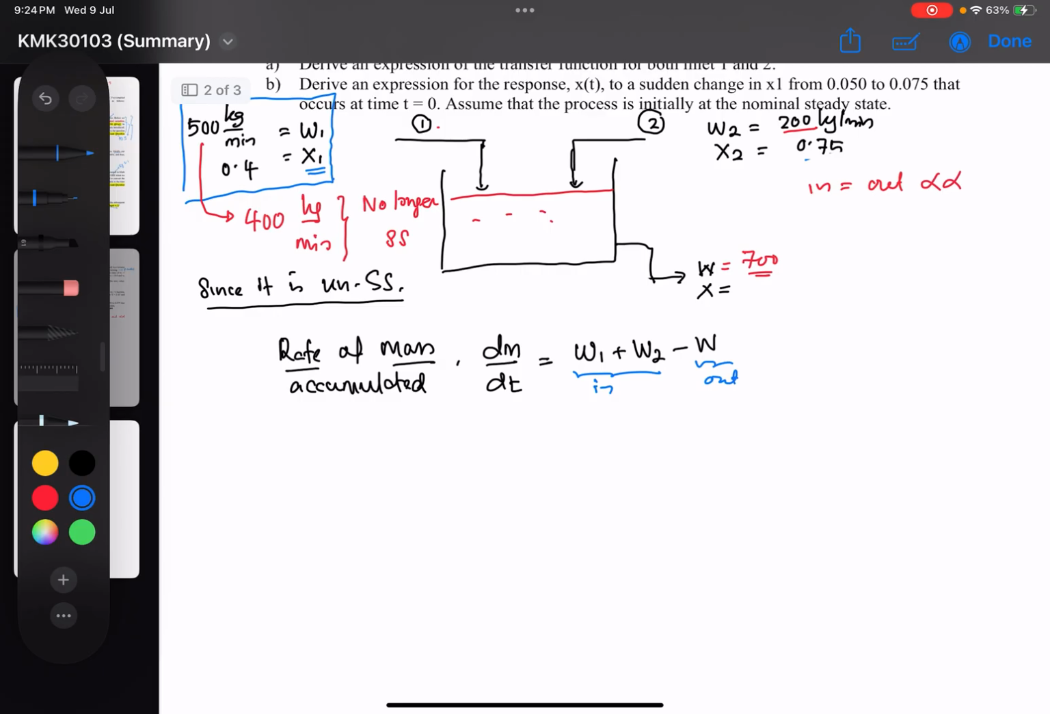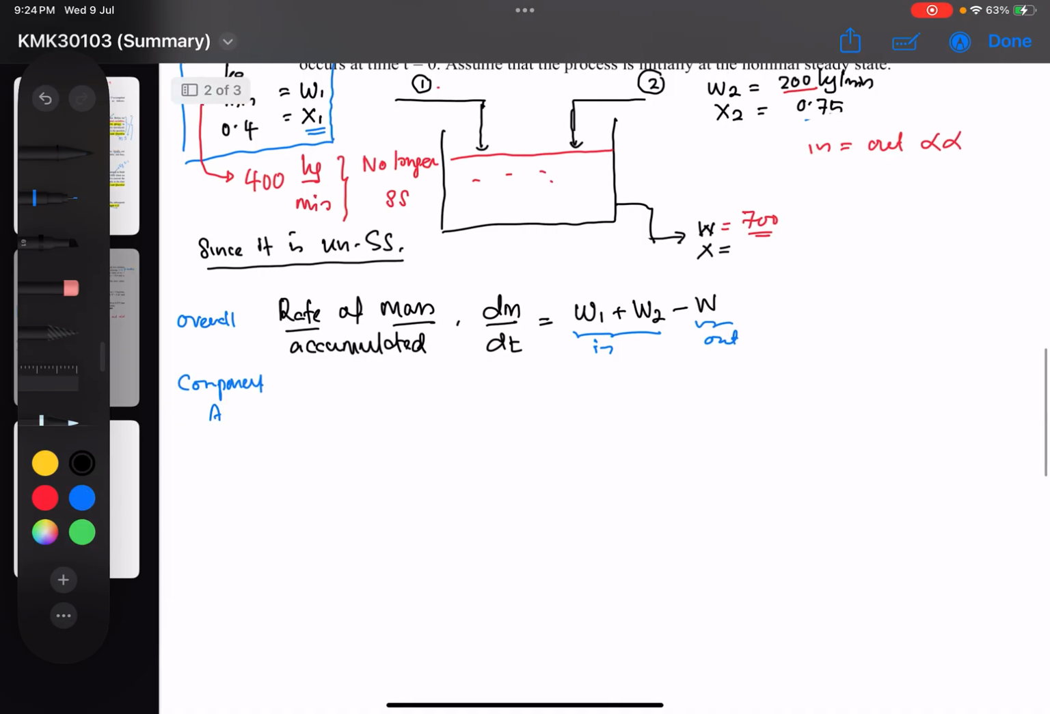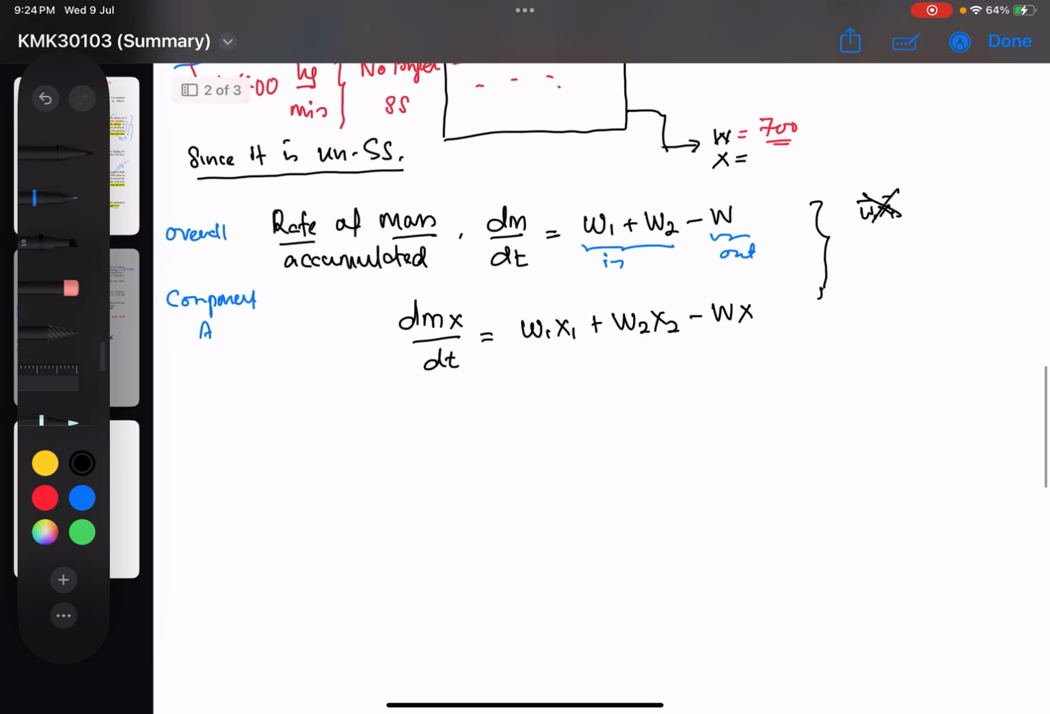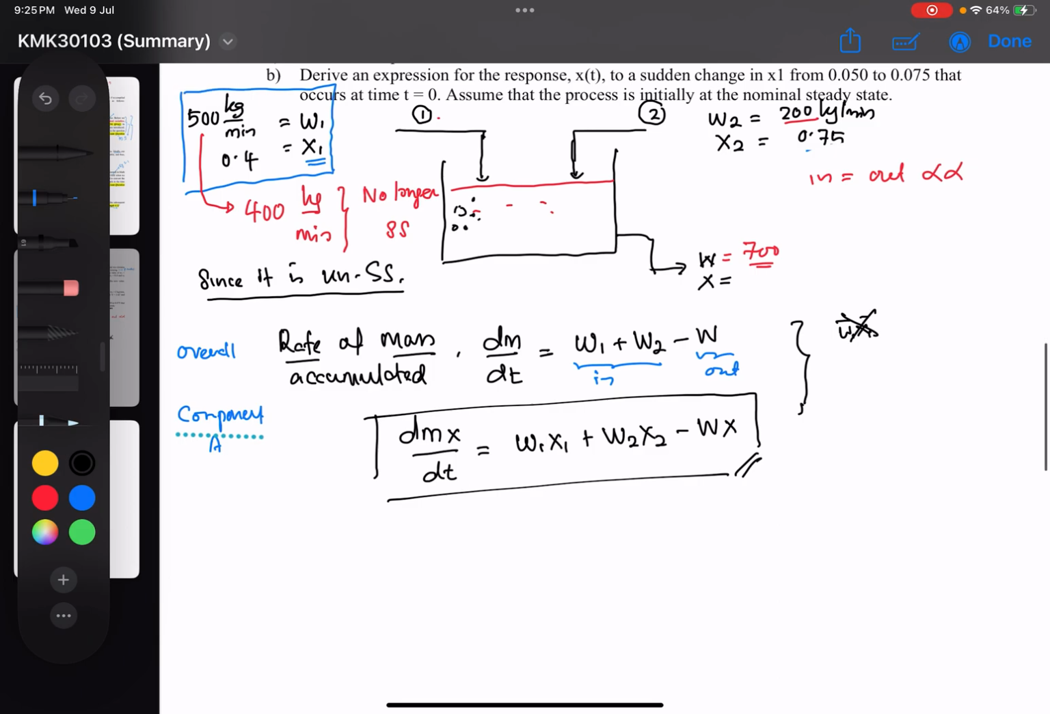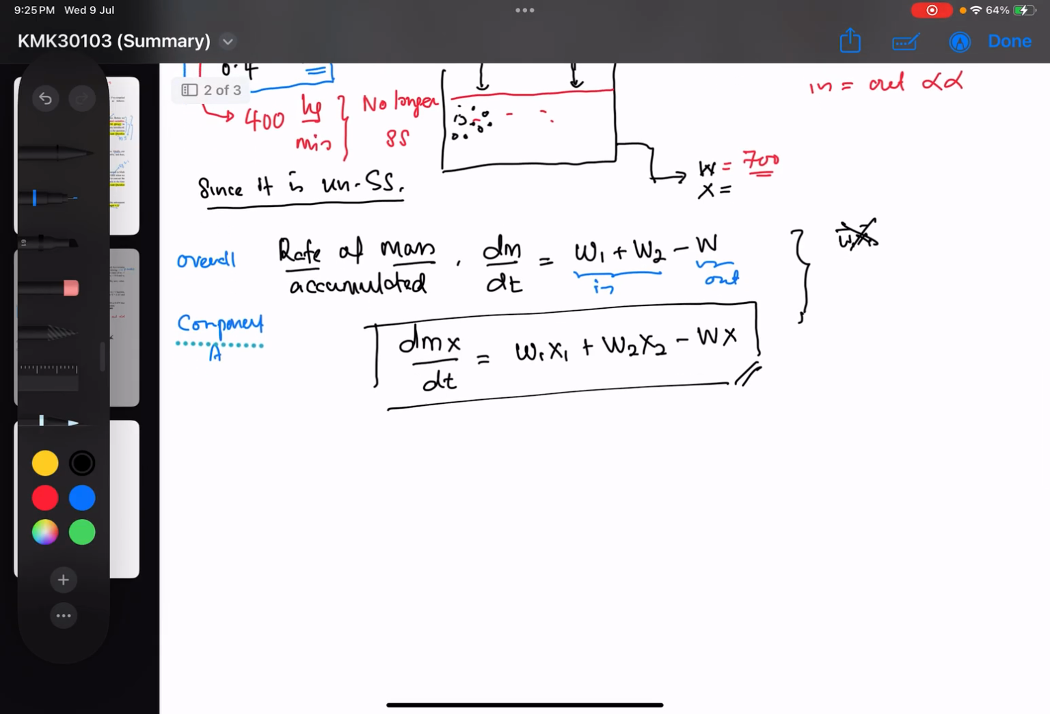That is the overall balance. If I want to consider component A, my equation should look something like this: d(mx) over dt equals W1 x1 plus W2 x2 minus W multiplied by x. Notice here that we no longer have the bar, as in the previous example, because it is no longer a steady state process. So the rate of mass accumulated inside the system, meaning some of it stays inside the system, equals in minus out.